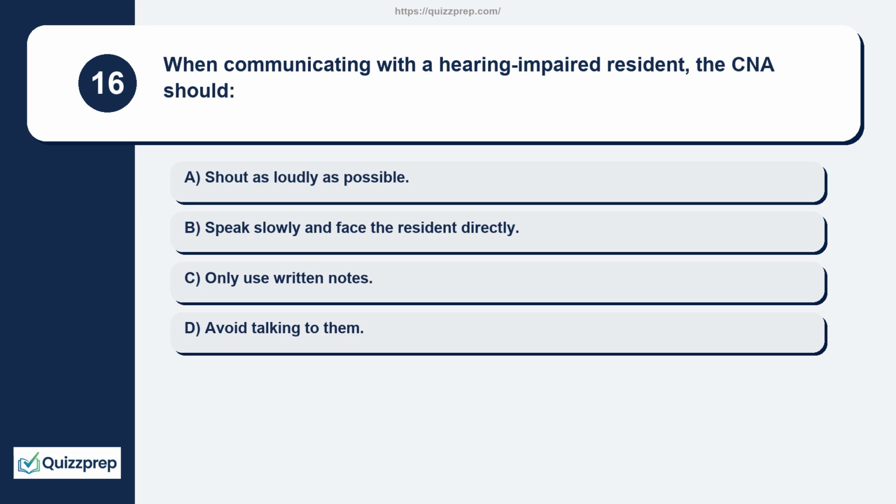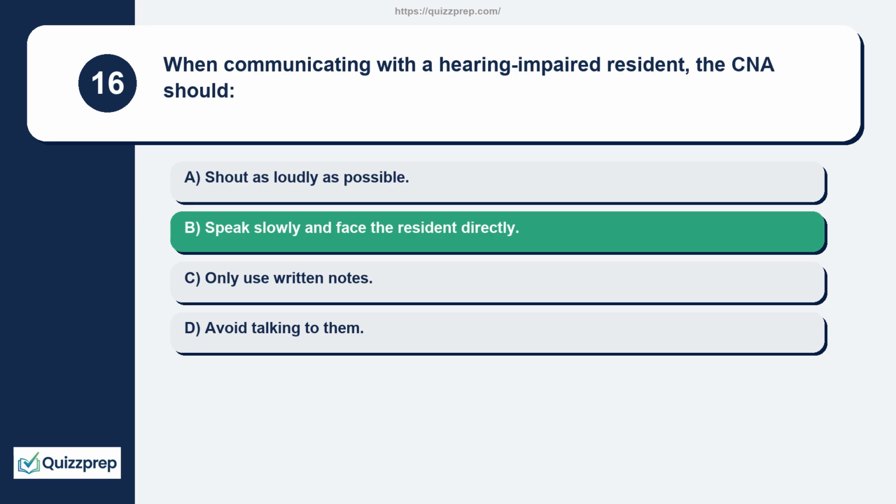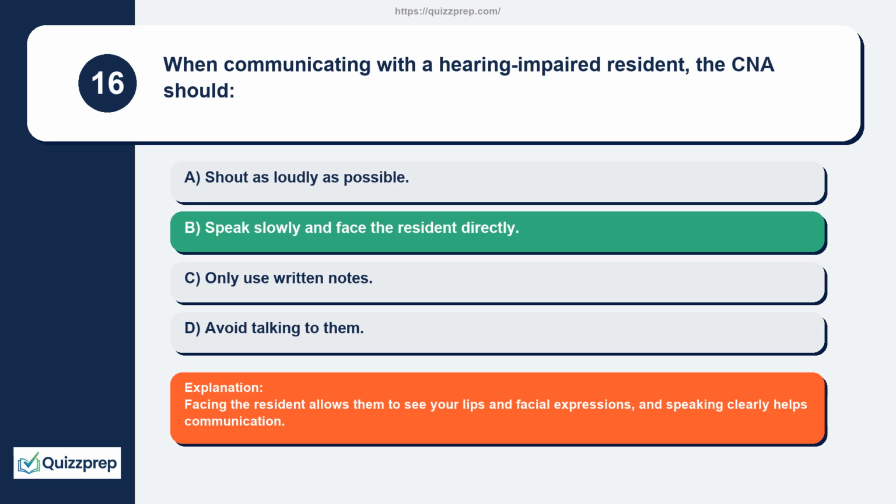Question 16. When communicating with a hearing-impaired resident, the CNA should shout as loudly as possible. Speak slowly and face the resident directly. Only use written notes. Avoid talking to them. Facing the resident allows them to see your lips and facial expressions, and speaking clearly helps communication.